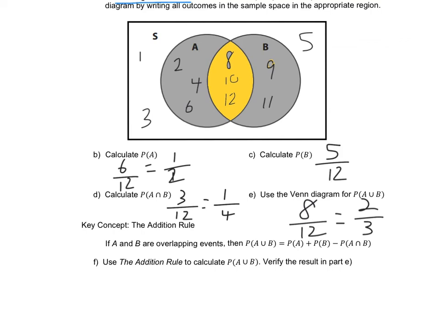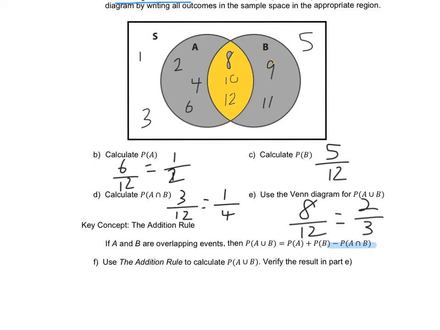All right, so now let's get into something important here in this example. It says key concept, the addition rule. If A and B are overlapping events, then the probability of A union B is the probability of A plus the probability of B. But wait, what's this? Minus the probability of the intersection? Why would we have to do that? Why would we need to subtract out the intersection?